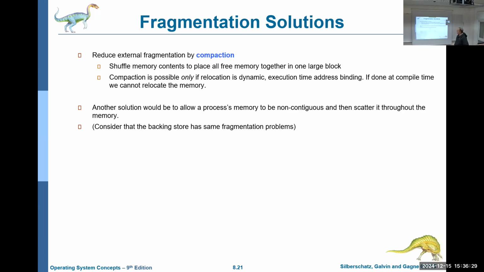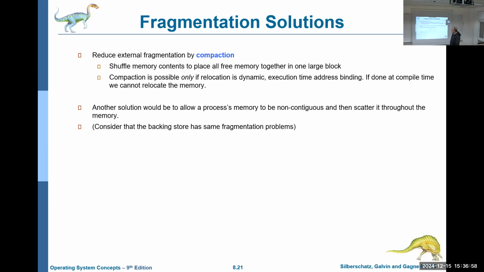But of course, compaction is possible only if relocation is dynamic. In other words, if we have that relocation register. Once we built that system, with a relocation register that's not assigned by the compiler, saying you are in this location, you are in that location, now we can put them anywhere. So now we can do compaction. It requires execution time address binding. If done at compile time, we can't relocate.